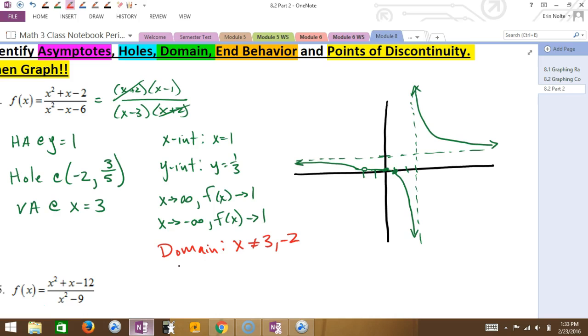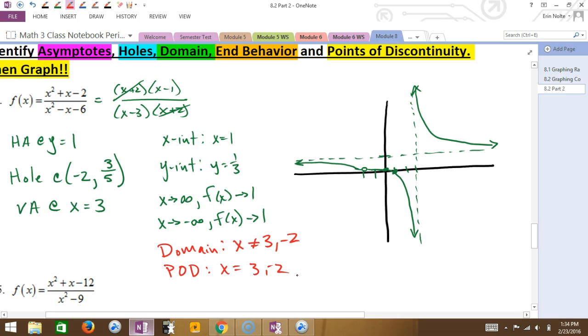Why is there a hole? The reason there's a hole at -2 is, if I go back to the original function and plug -2 in, let's see what happens. You get 0 divided by 0, which is a problem because you cannot divide by 0. And that's why there's a hole. If you get a 0 over 0, that's where holes are. So points of discontinuity, P of D, x equals 3 and -2. Those are completely related.